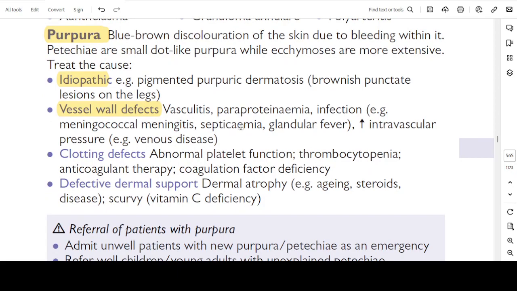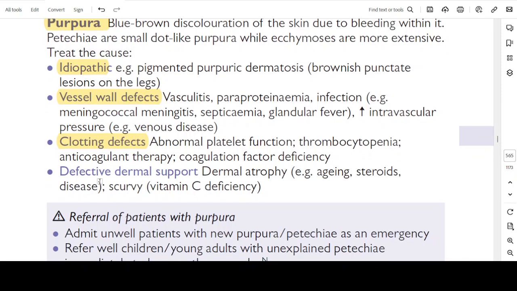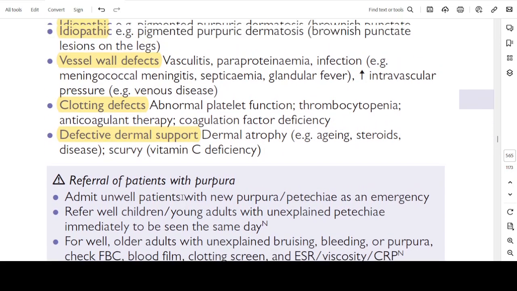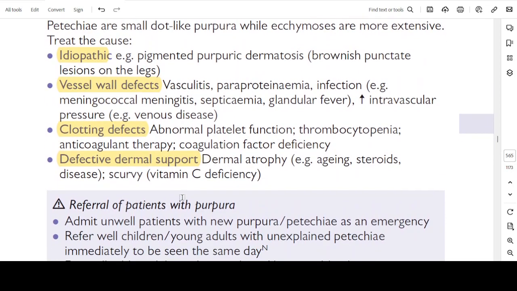meningococcal meningitis, septicemia, glandular fever, increased intravascular pressure as in venous disease, clotting defects, abnormal platelet function, thrombocytopenia, anticoagulant therapy, coagulation factor deficiency, defective dermal support, dermal atrophy, for example aging, steroids, disease, scurvy, vitamin C deficiency. These are all the causes of purpura.